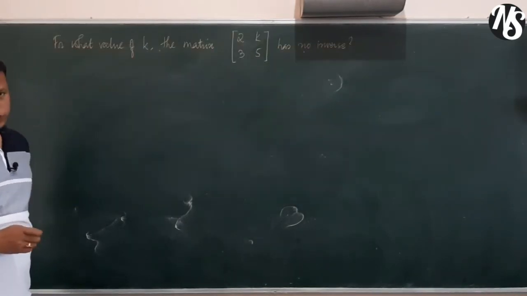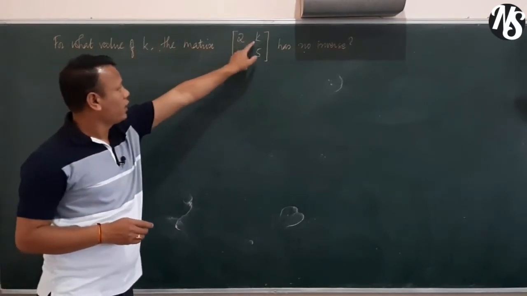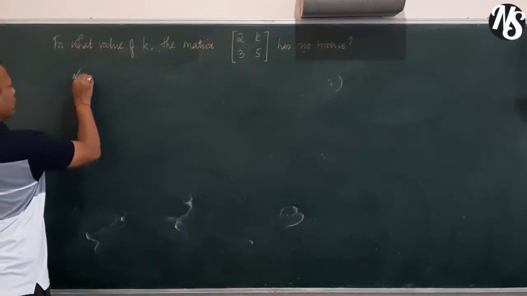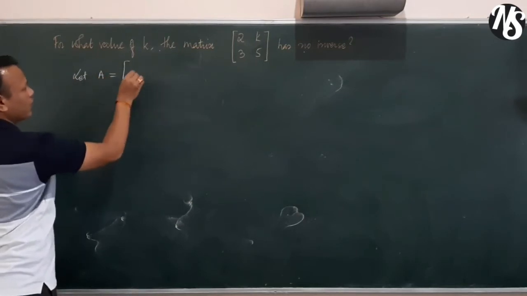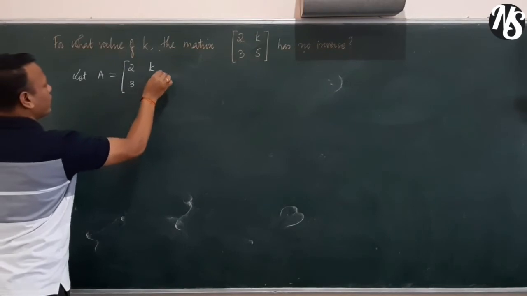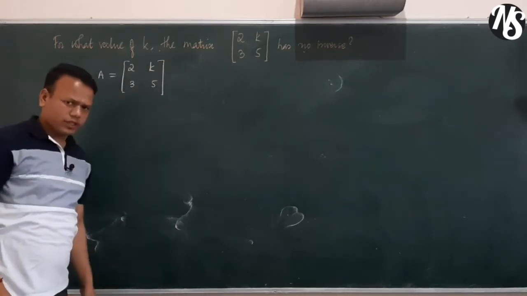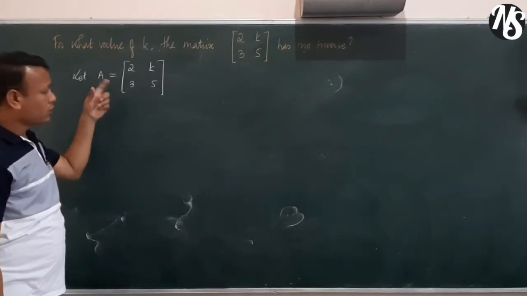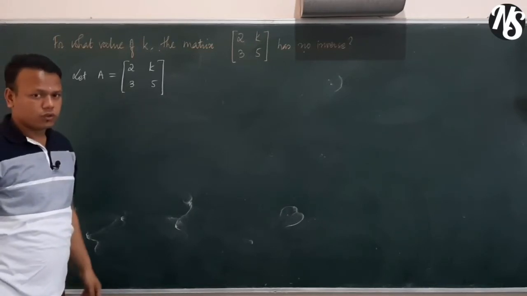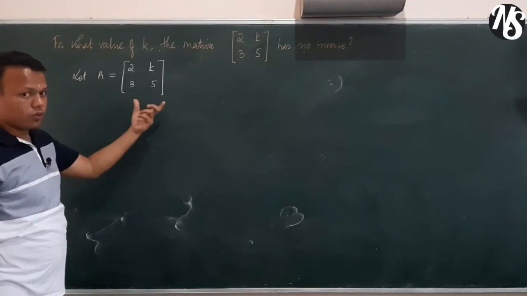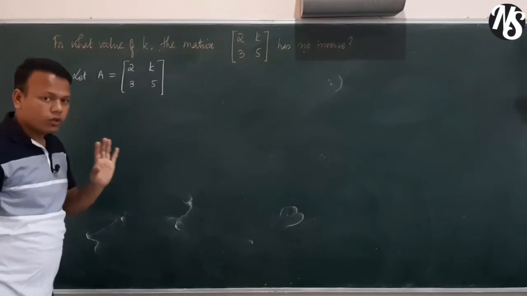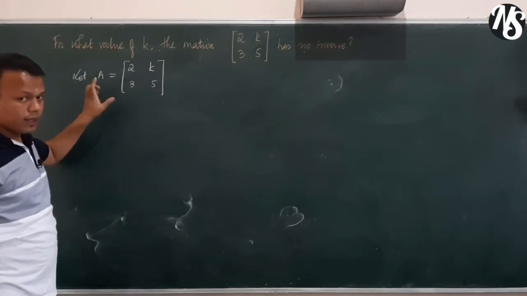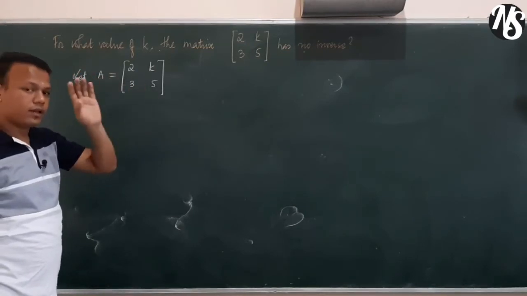Here is the objective type question. The question says, for what value of k does this matrix have no inverse? Let me call this matrix A. So let A be this matrix, 2 k, 3 5. For its inverse to exist, the determinant should not be equal to 0. That means if the determinant of A becomes 0, then the inverse of A does not exist. In other words, if A is a singular matrix, then it will not have its inverse.